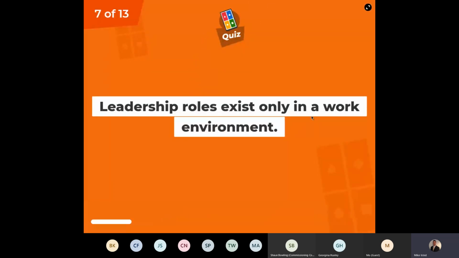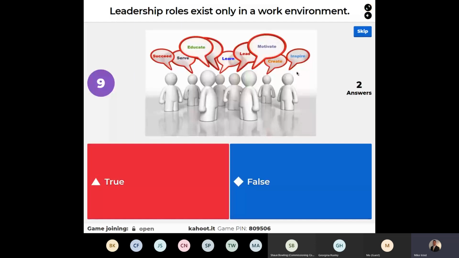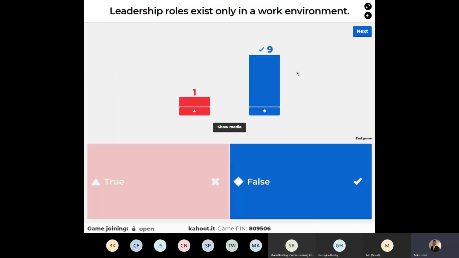Next question. Question 7. Leadership roles exist only in a work environment. True or false? False. False. Absolutely right. Now, someone put true there. I'm willing to bet that as soon as they put true, they then said, oh, God. Some of you are parents here, and you will not come across better examples of leadership when it's done right.